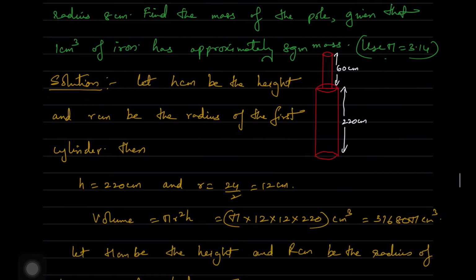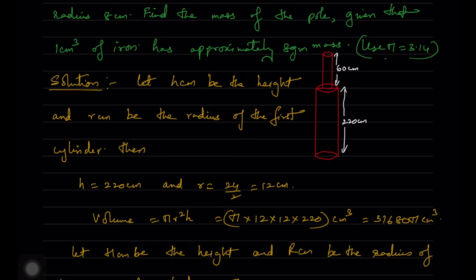So now let h centimeters be the height and r centimeters be the radius of the first cylinder. That first cylinder is the 220 centimeters one. So we take small h equal to 220 centimeters and r equal to 24 by 2, which is equal to 12 centimeters.